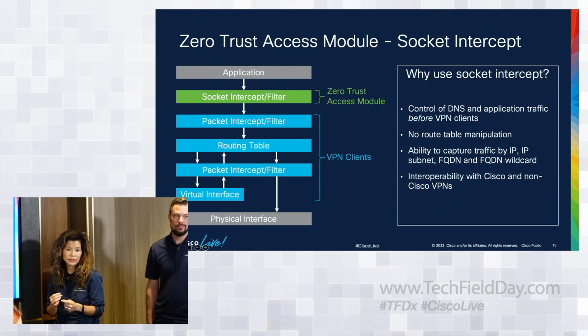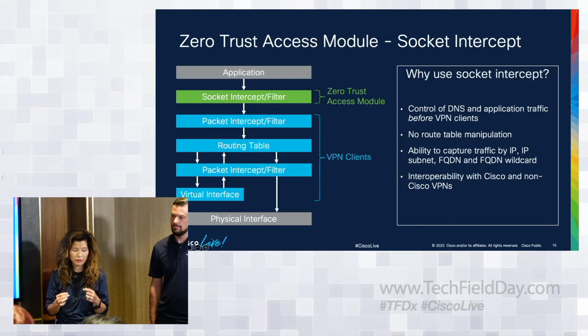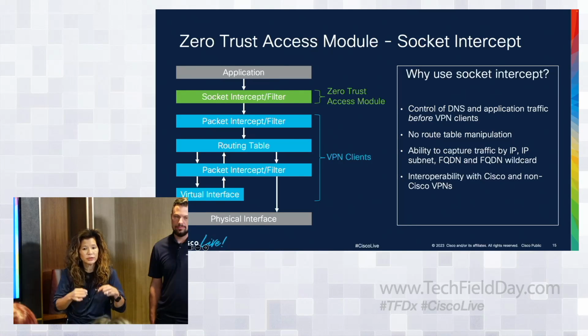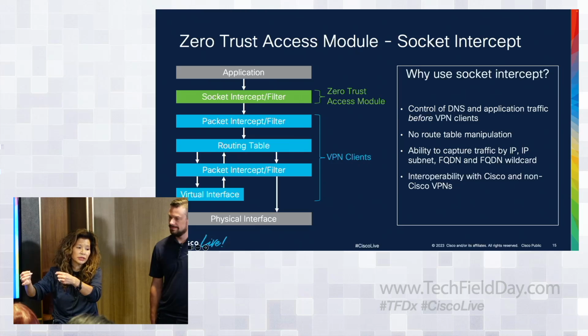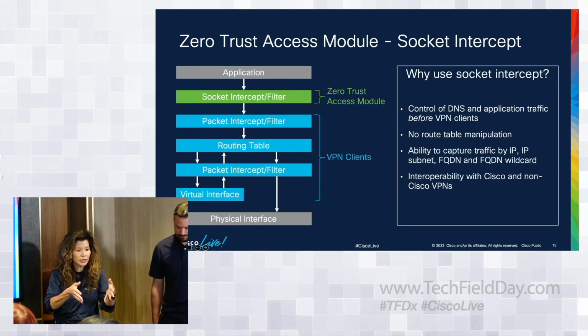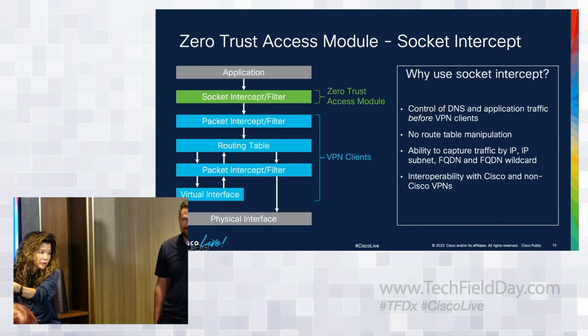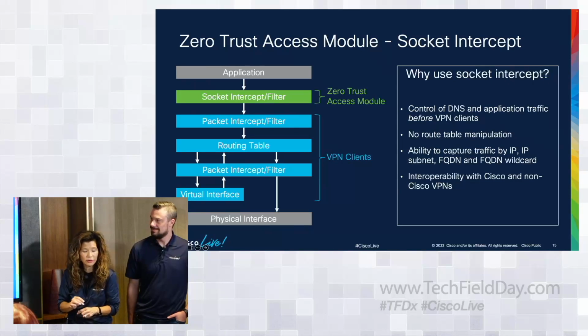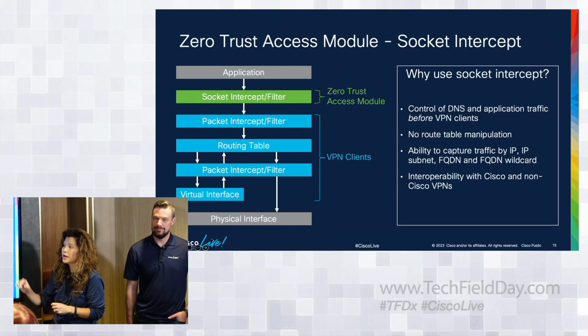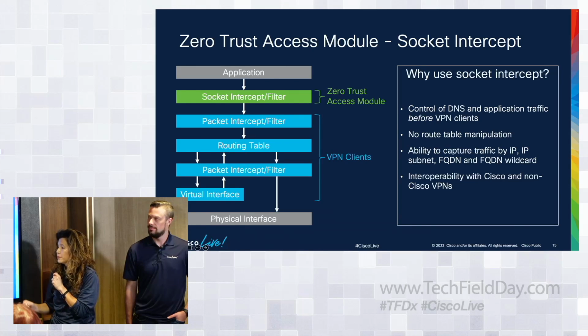There's no route manipulation here. The goal is not to do what a VPN does. With a VPN, you establish that tunnel connection, and ideally the goal is to put that user almost like they're actually on that internal network. We're not trying to do that here. We're just going to intercept that traffic and proxy it to a proxy.